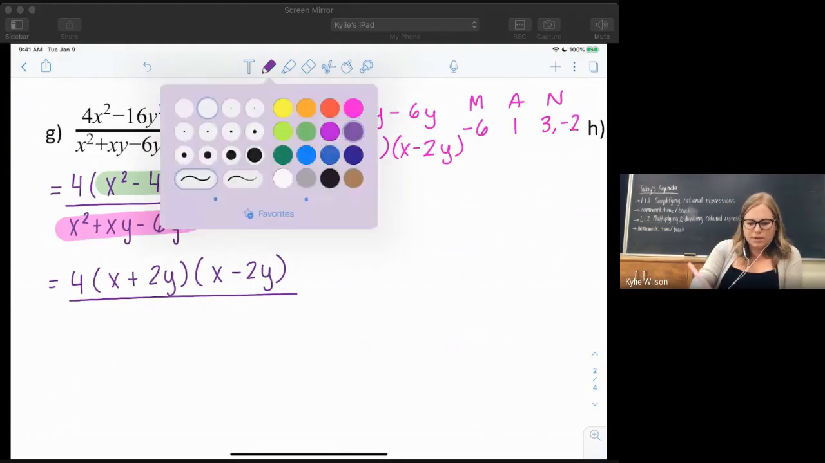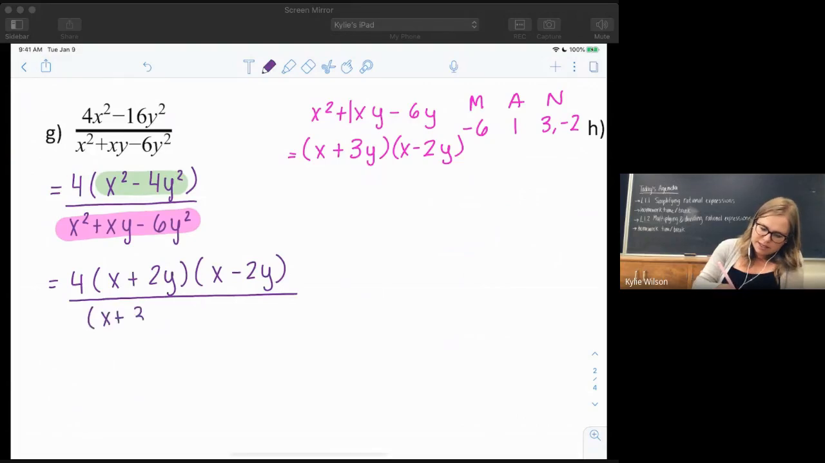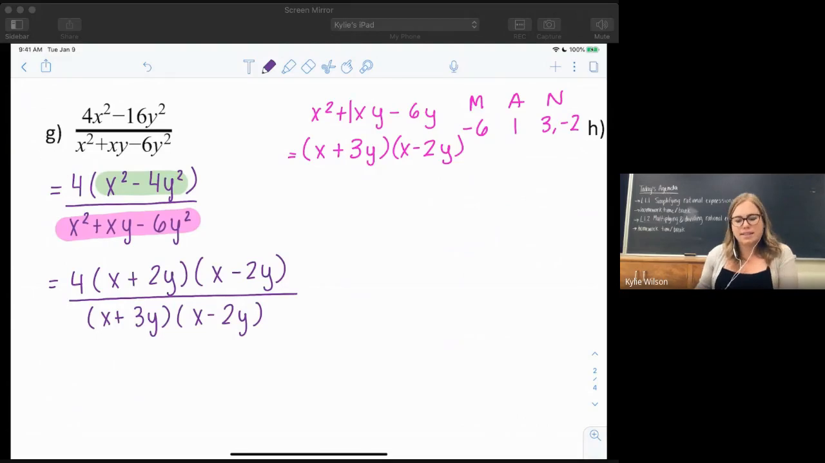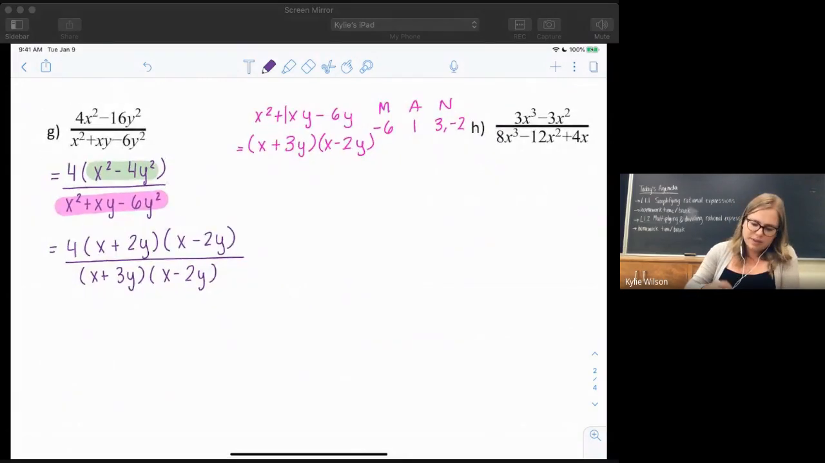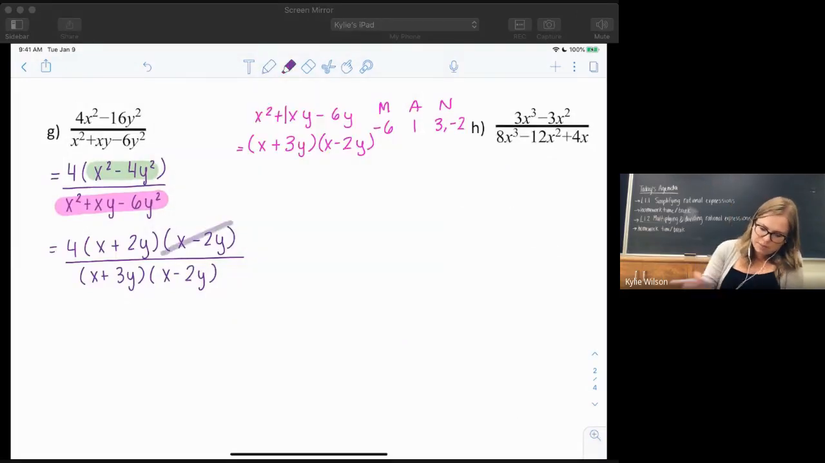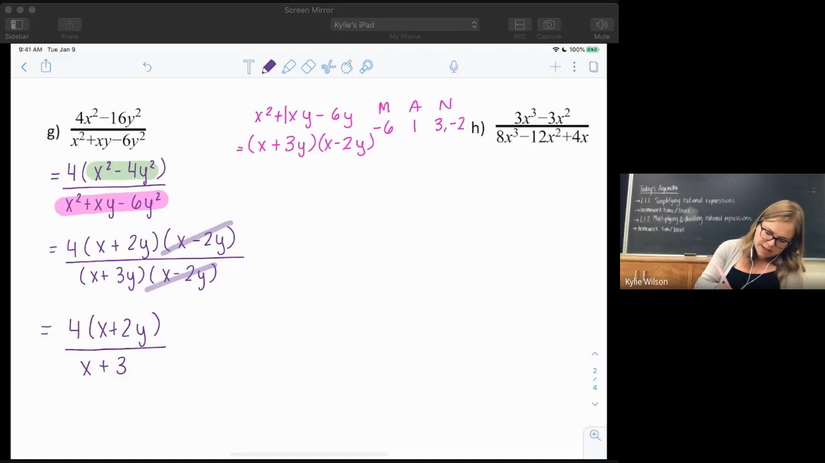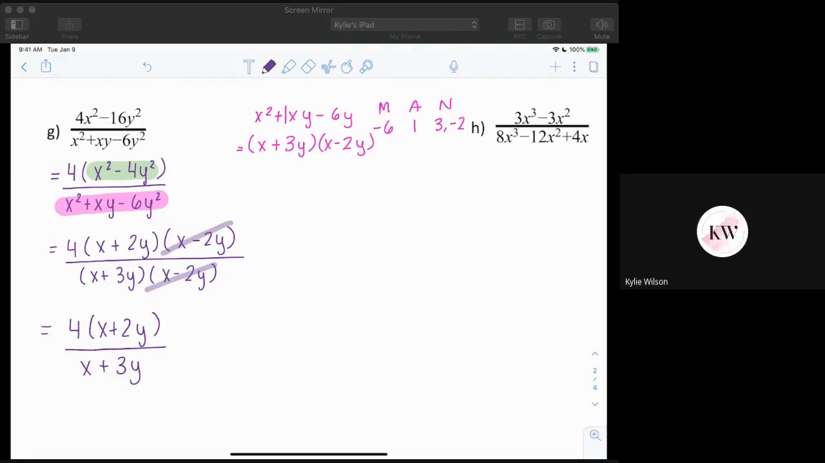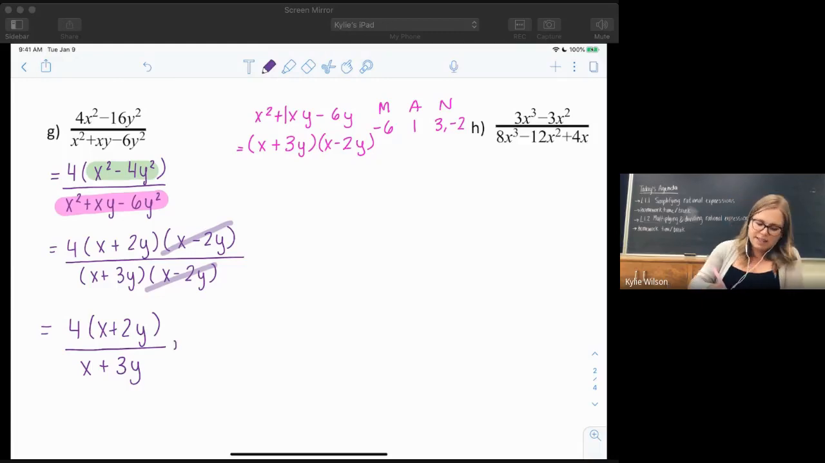Now that I have that factored, I can put that over here, x plus 3y, x minus 2y, like this. And now that everything is in brackets, I see what I can cancel. So I have an x minus 2y in the numerator and in the denominator, so I can cancel those. And I'm left with 4x plus 2y all over x plus 3y, like that. And finally, I have to make sure I do those restrictions. If you don't have your restrictions, you will lose marks. So please, please write them.